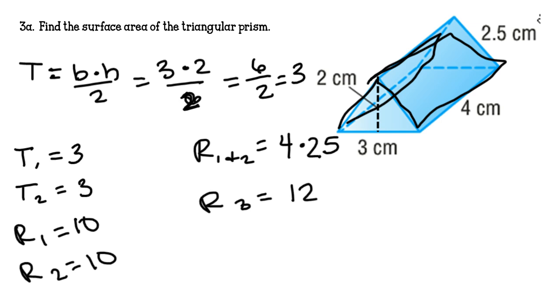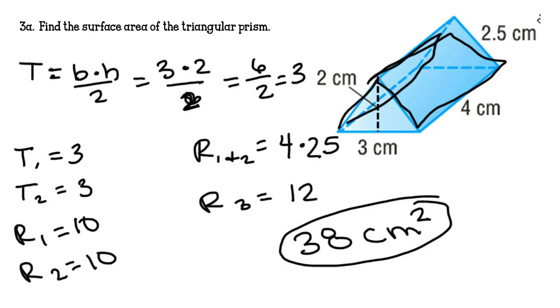So then I add them all together. So 10 plus 10 is 20. Plus 12 is 32, plus 6 is 38 centimeters squared, and I circle it, and that's my answer.